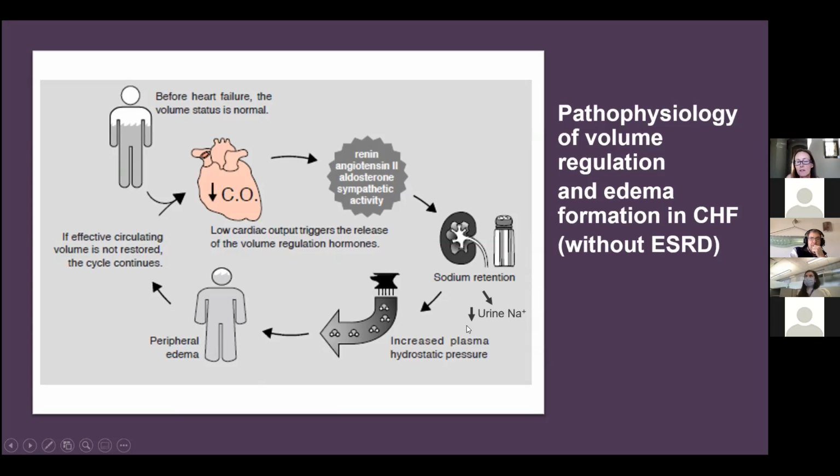And this results in a low urine sodium, which is pretty much the hallmark of poor perfusion and activation of the renin, angiotensin, aldosterone system. So we've got this going on in our heart failure patients. So how do these people get hyponatremic?